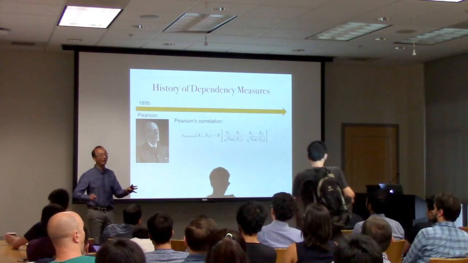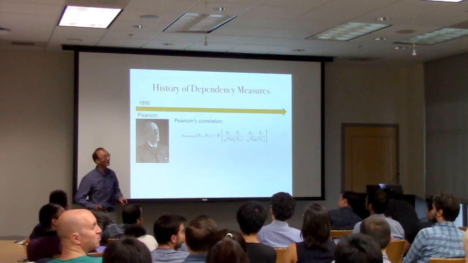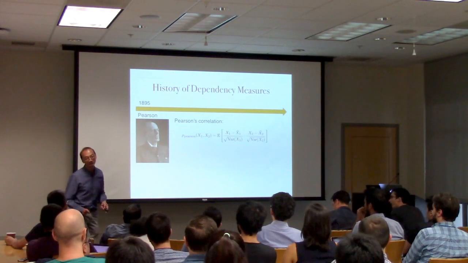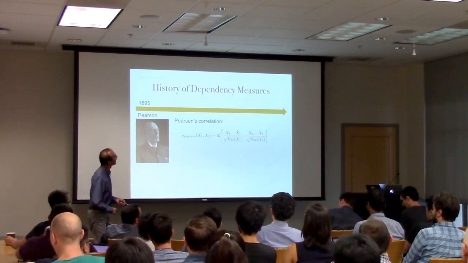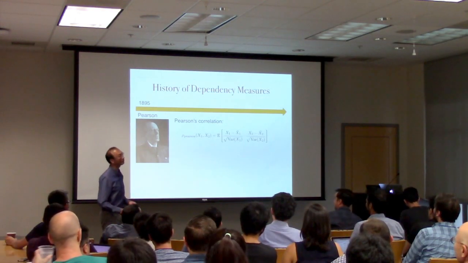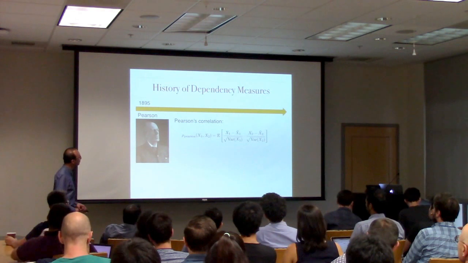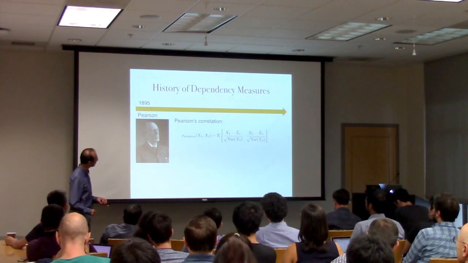So how many people have not seen this concept? Good. Someone's putting up his hand. This is a little bit concerning. All right. Hopefully it's not a UCLA student. So this is Pearson correlation. We all know this concept from basic probability and statistics. And this has a very long history.